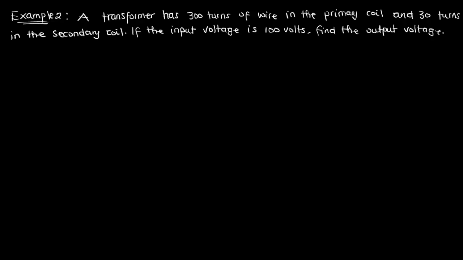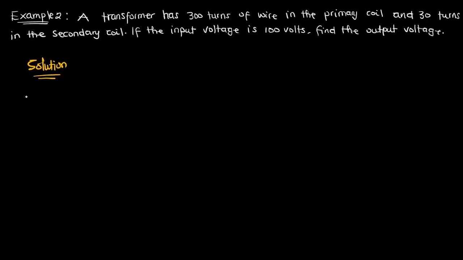Since it is a step down transformer, the output voltage should be smaller than the input voltage. So if I get an answer which is more than 100, I should automatically know that my answer is wrong, because it is a step down transformer, and therefore my secondary voltage, or my output voltage, should be less than the input voltage. All right, so let's write down our solution.